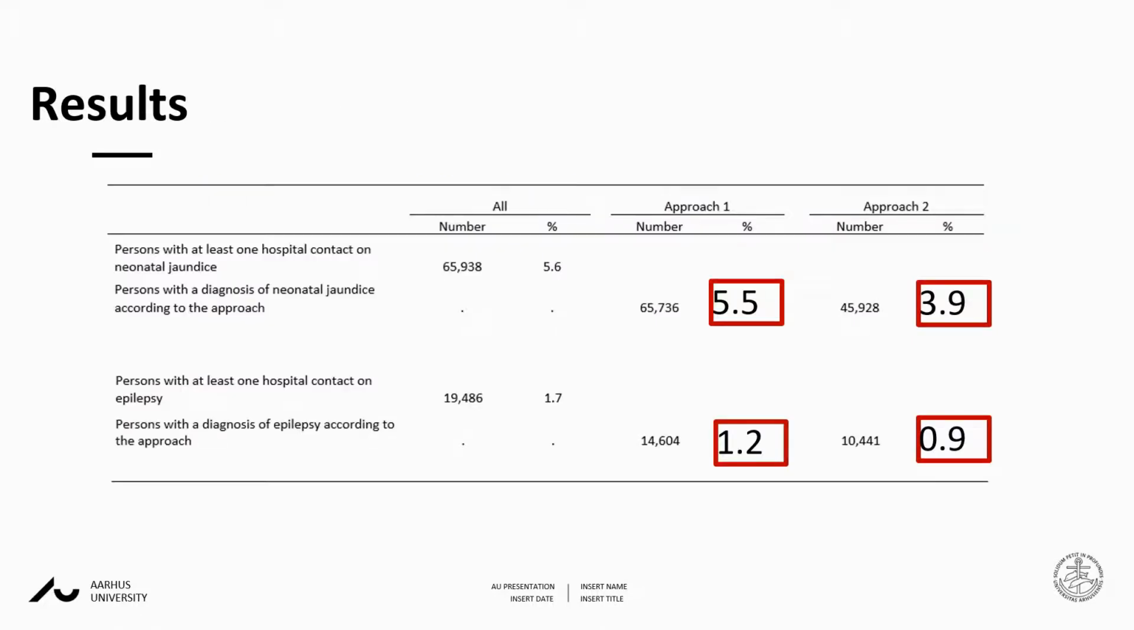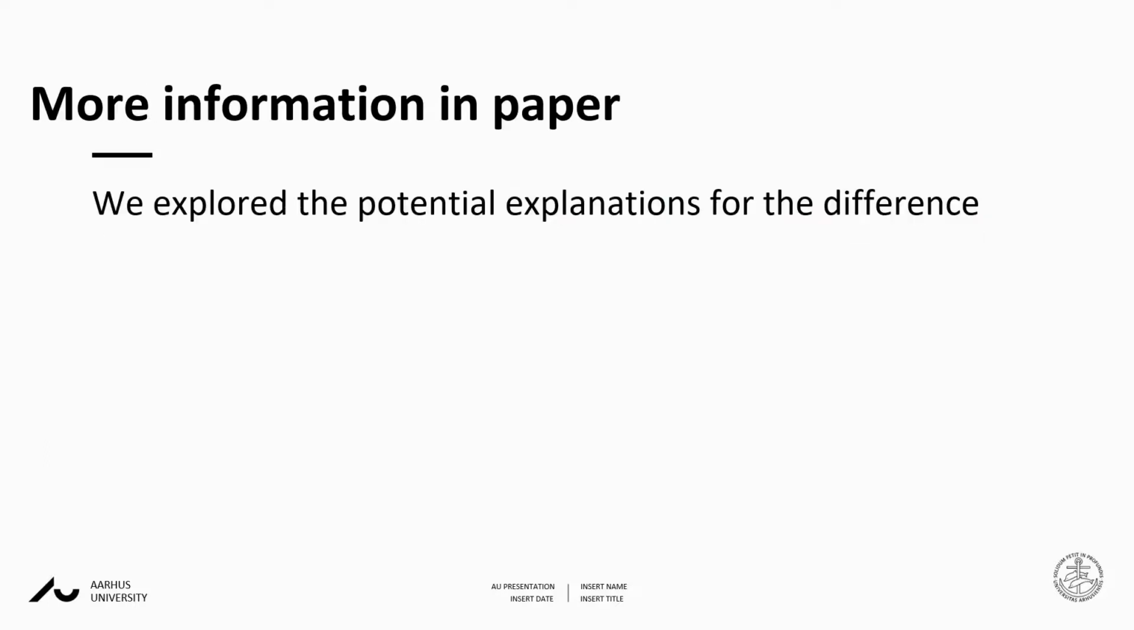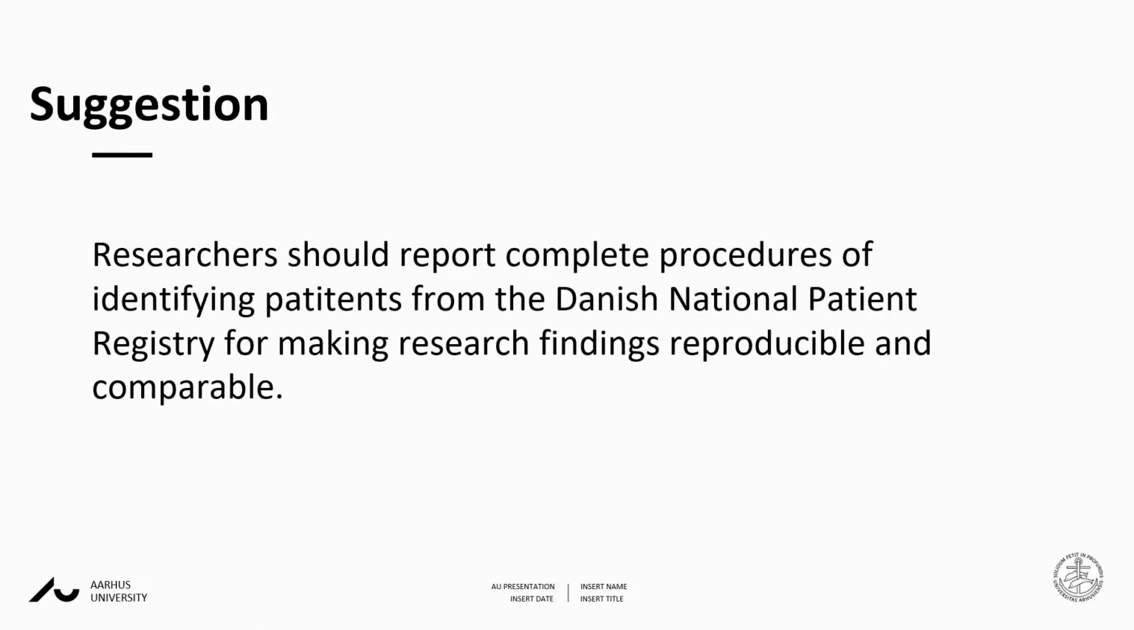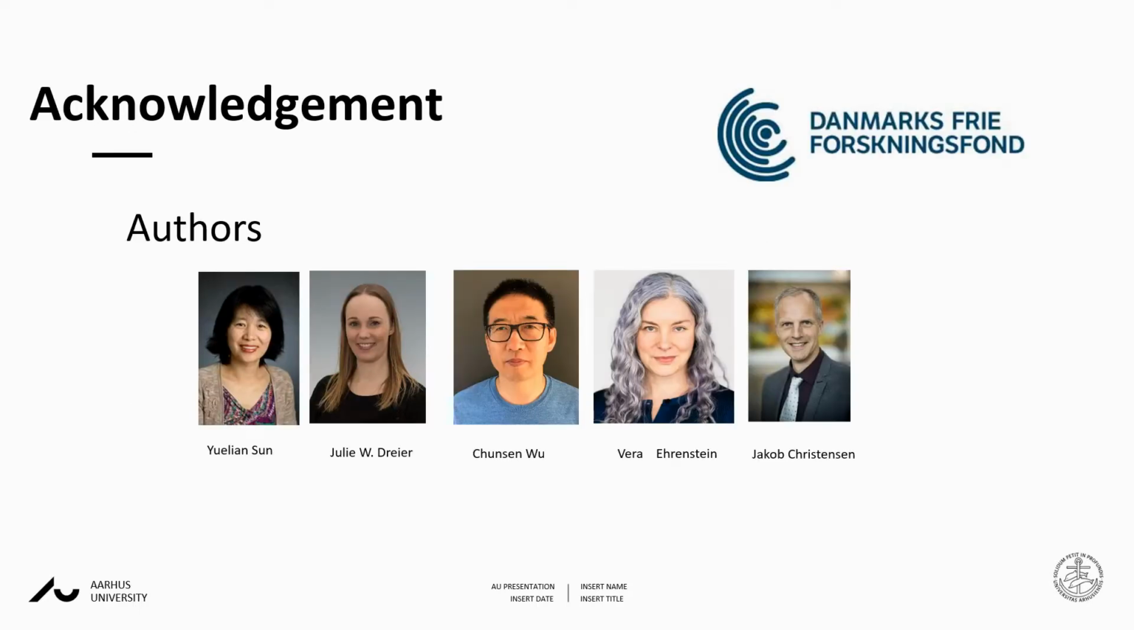The two approaches identified different proportions of persons with a diagnosis of neonatal jaundice and epilepsy. We explored the potential explanation for the difference of the two approaches, and you can refer to the original paper. The finding suggests researchers should report complete procedures of identifying patients from the Danish National Patient Registry for making research findings reproducible and comparable. We thank the authors' contribution to this study and the Independent Research Fund Denmark for supporting this study.